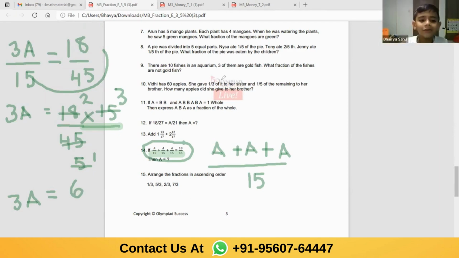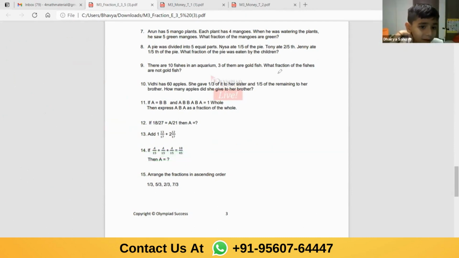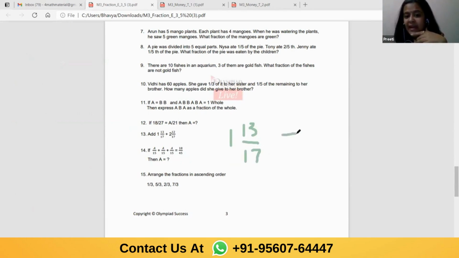Ma'am, I had a question in the 13th one. Yes, in the 13th one. Ma'am, why is there the 1 and the plus beside 2? Acha, these are mixed fractions. 1 is the whole number. 13 upon 17 is your proper fraction. These are mixed numbers. I taught you that mixed numbers are made up of a whole number and a proper fraction. And in the other one, 2 is the whole number and 12 upon 17 is the proper fraction.